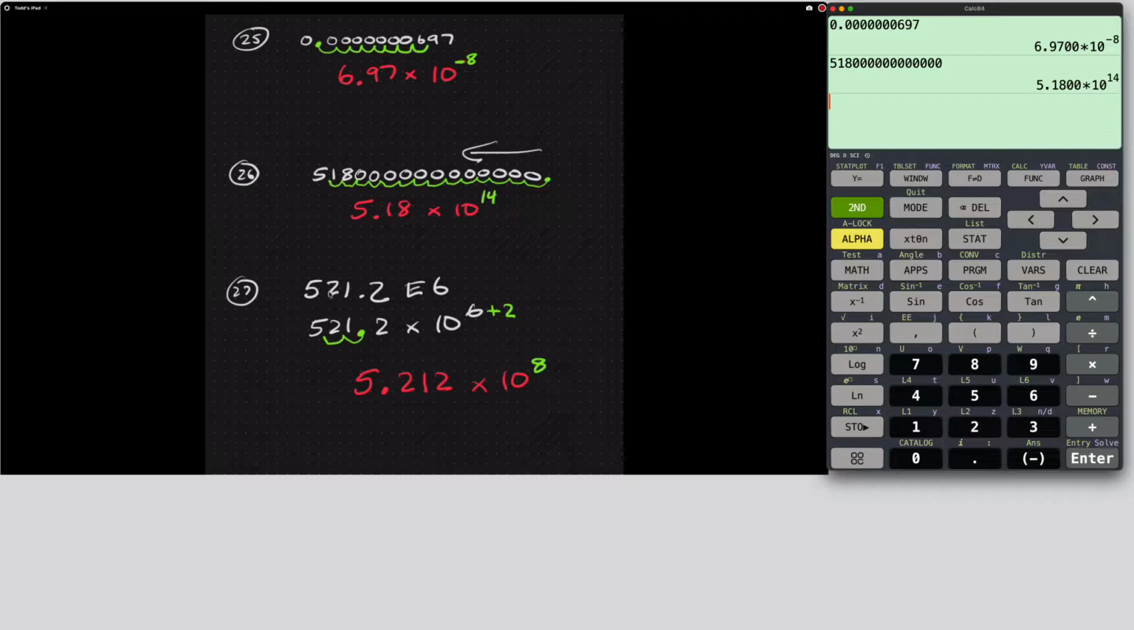Now for this number, 521, if we see a number that says times 10 to the 6, we can't write times 10 to the 6. We actually use this double E button here. So for this one, I would write 521, and then hit the green button, the double E, which puts a single E right here, and then I just put 6. And you can see it converts it into scientific notation as 5.21 times 10 to the 8.